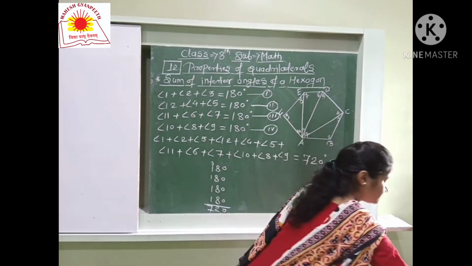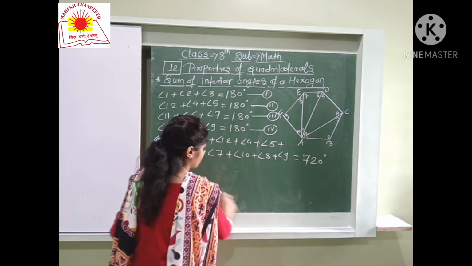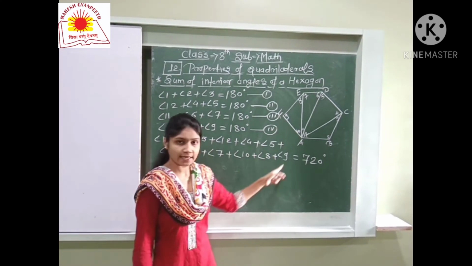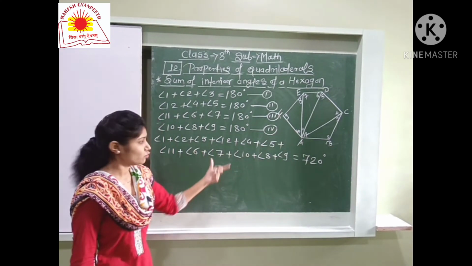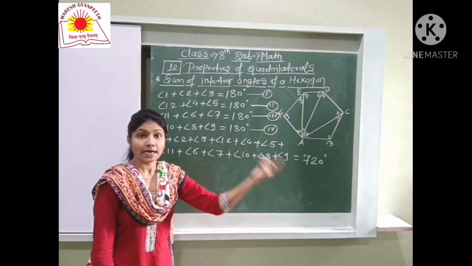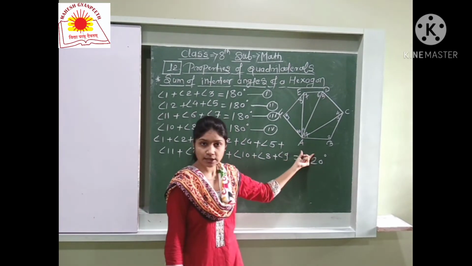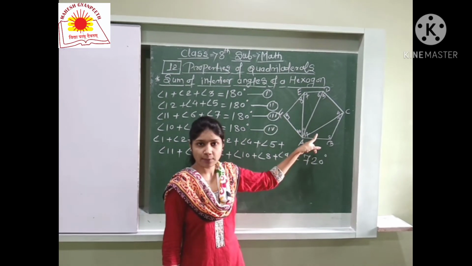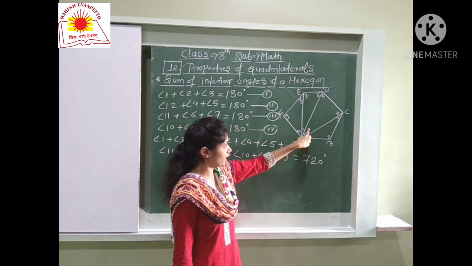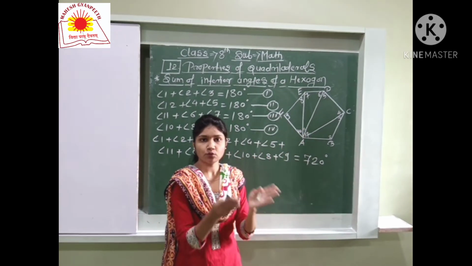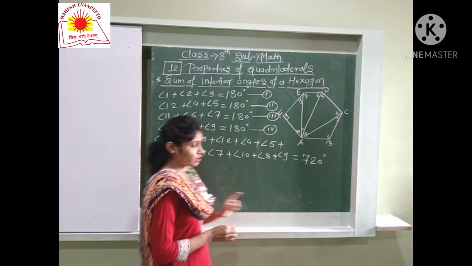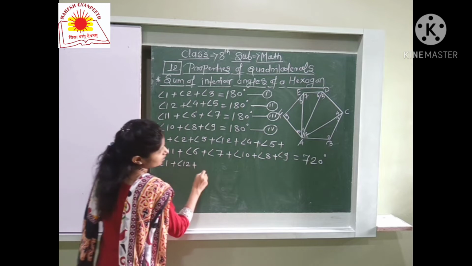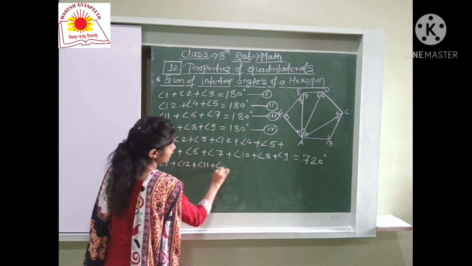Now it is the sum of all the interior angles. So we have to rearrange all the angles properly according to the given figure. Okay, students. Angle A is divided into how many parts? 4 parts. They are 1, 12, 11, 10. So we have to connect all these 4 angles: angle 1 plus angle 12 plus angle 11 plus angle 10.